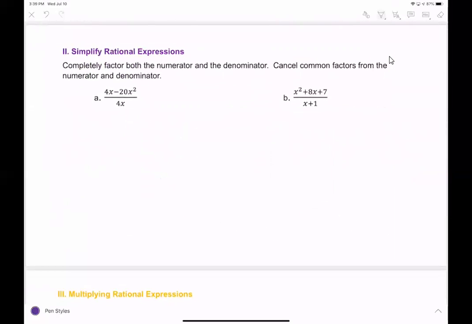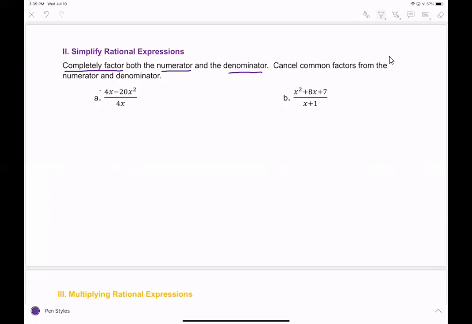The second part of the lesson is simplifying rational expressions. To simplify a rational fraction, we will completely factor the numerator and the denominator and then cancel anything that's common. So remember your factoring: GCF, slip and slide, difference of two squares. Those are going to be the most popular of the factoring techniques.